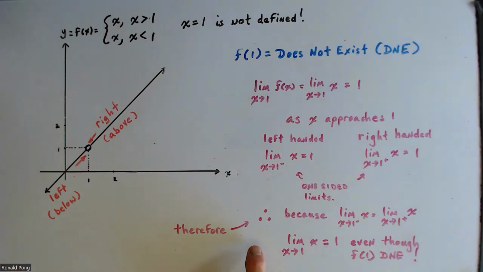Something that I will do in this video series is that I will often write these 3 dots to mean therefore. And so if I write that, it's therefore. Therefore, because the limit as x approaches 1 from the left of our function equals the limit as x approaches 1 from the right of our function, we can say that the overall limit as x approaches 1 of f of x equals 1. And this is true even though the point f of 1 does not exist.